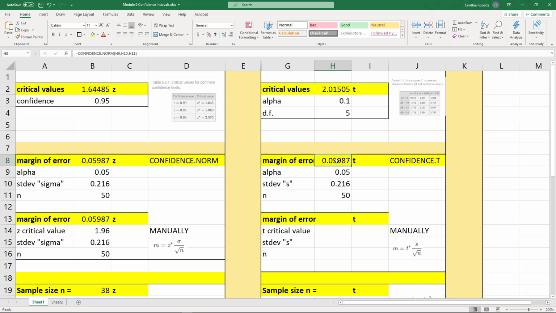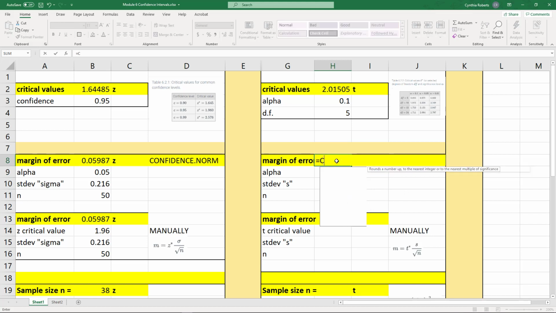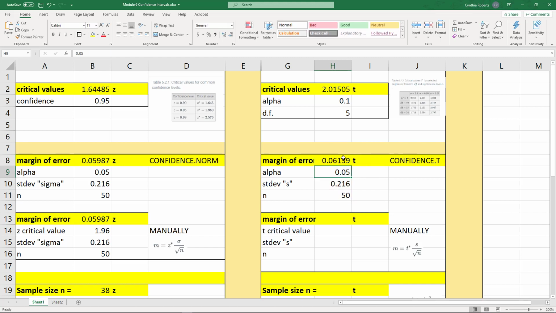Okay, ooh, I did a norm and nobody screamed at me. I picked the wrong one. T, there we go. No wonder I got the same answer over here. Comma, there we go. Sorry about that. All right, so now you can see this was the confidence norm, this was the confidence T.